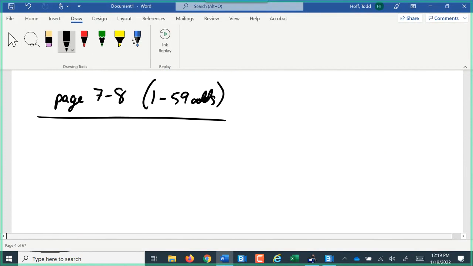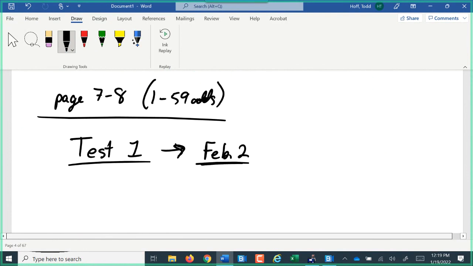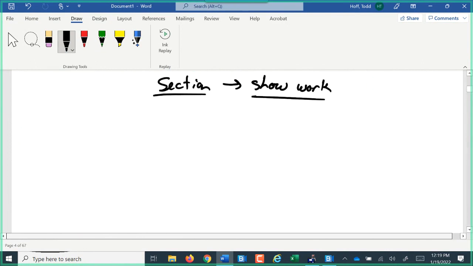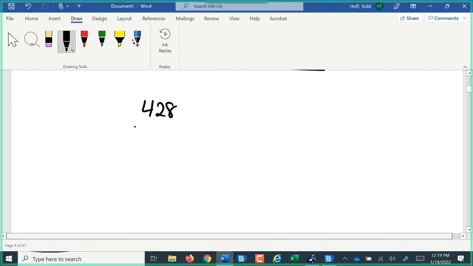Now, one of the reasons I quit a couple minutes early here, I had mentioned test 1 is coming up next week, 2 weeks from today. That's February 2nd. And on test 1, there is a section where you must show your work. And what I mean by that is you must show 428 plus 356. You must show 8 plus 6, that's 14, carry the 1. You must show those steps so that I see that you can do that by hand.